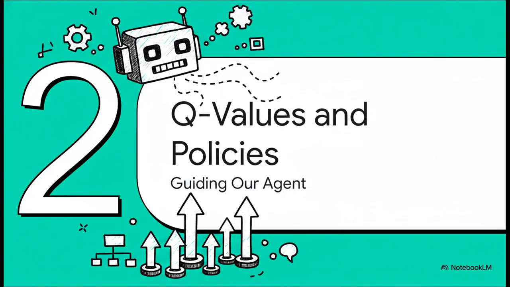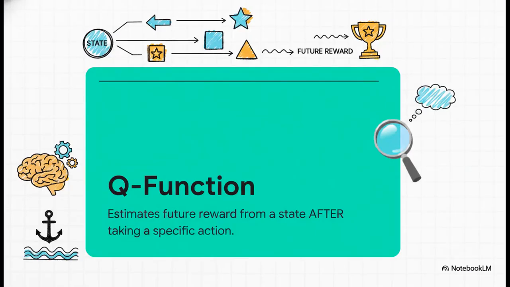Section 2. Unpacking Q values and policies. To actually maximize those rewards, our robot obviously needs a brain. This is where value functions and policies come into play. The crucial distinction to make is that the Q function gives us slightly more granular information than the standard value function. A value function just looks at a state and says, hey, how good is it to be here, assuming I follow my current policy? But a Q function probes exactly how good an immediate action is right before we commit to it.